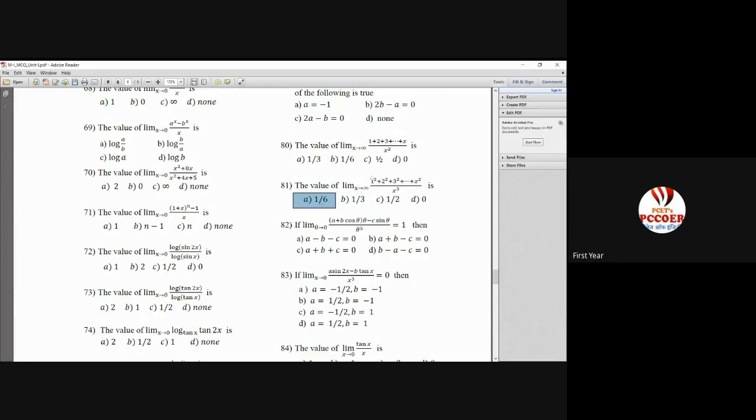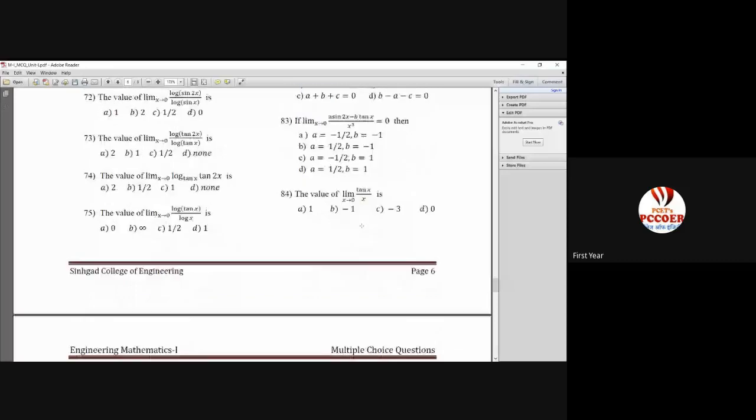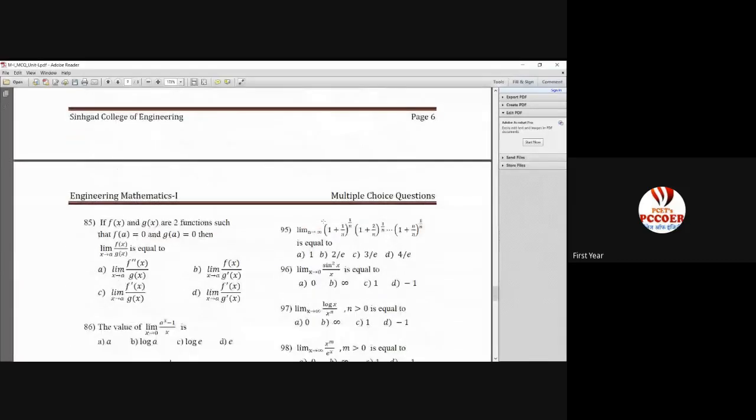Coefficient of the highest degree term in the numerator upon coefficient of the highest degree term in the denominator. So x cube का coefficient 1 है. यहाँ पे नीचे x cube का coefficient 6 है. So 1 by 6. Remaining you will be able to solve because we have solved all those type of questions.